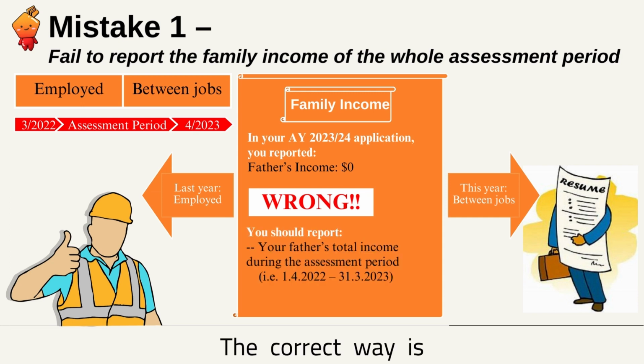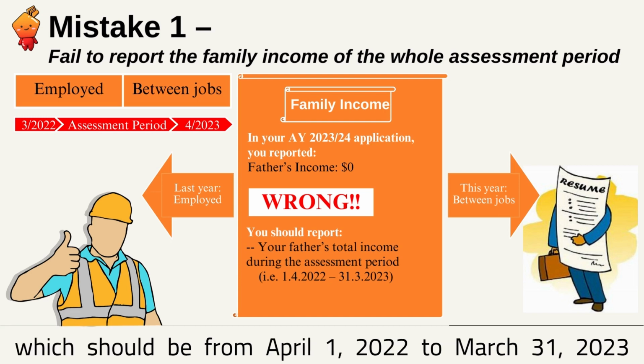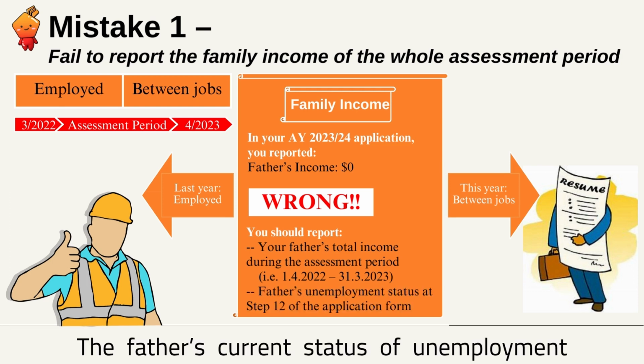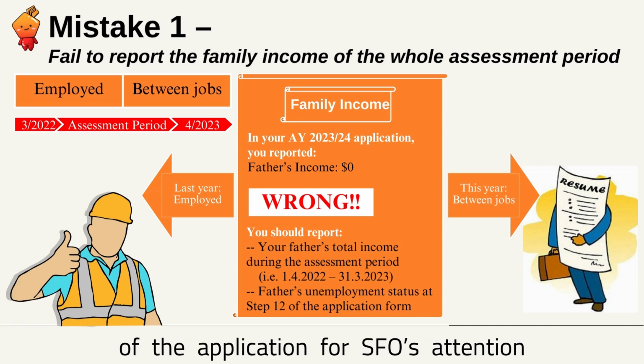The correct way is to report the father's total income during the assessment period, which should be from April 1, 2022 to March 31, 2023. The father's current status of unemployment should be reported under Step 12 of the application for SFOS attention.